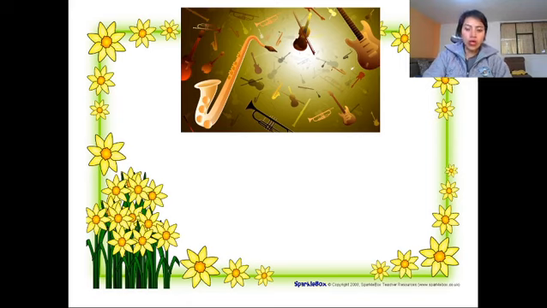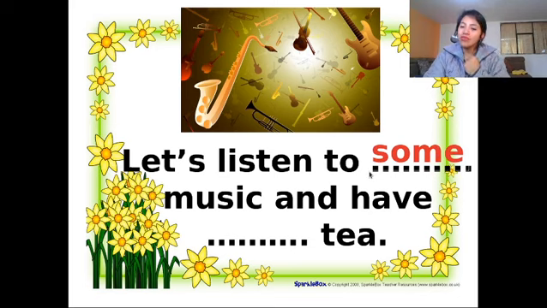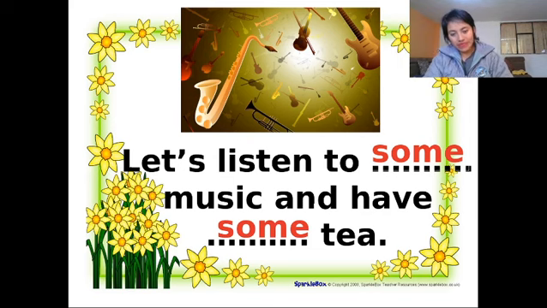What can you see here? Here we see some instruments, right? A guitar, a saxophone, flutes, right? Okay. Let's listen to some music and have some tea. What are we going to use? They are positive sentences, right? We are going to use some. Escuchemos algo de música. Bebamos algo de té, right?